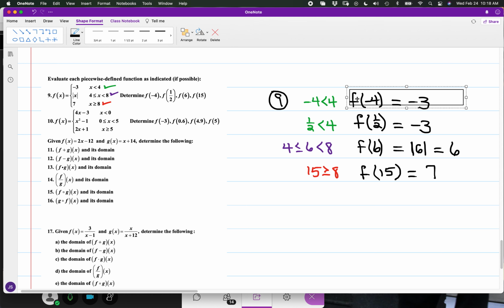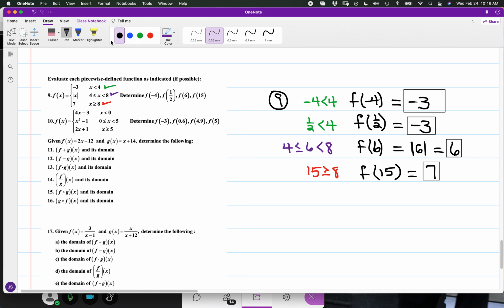And so those will be the respective answers for these 4 parts. So f of negative 4 is equal to negative 3. And f of 1/2 is also negative 3. And f of 6 is equal to 6. And again, f of 15 is equal to 7.